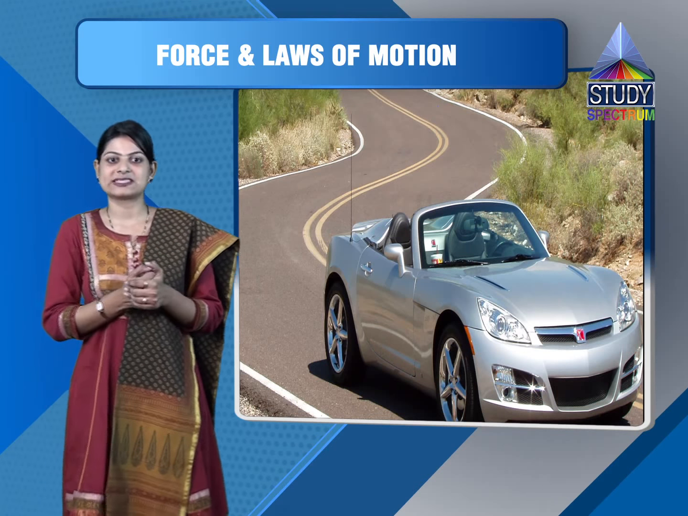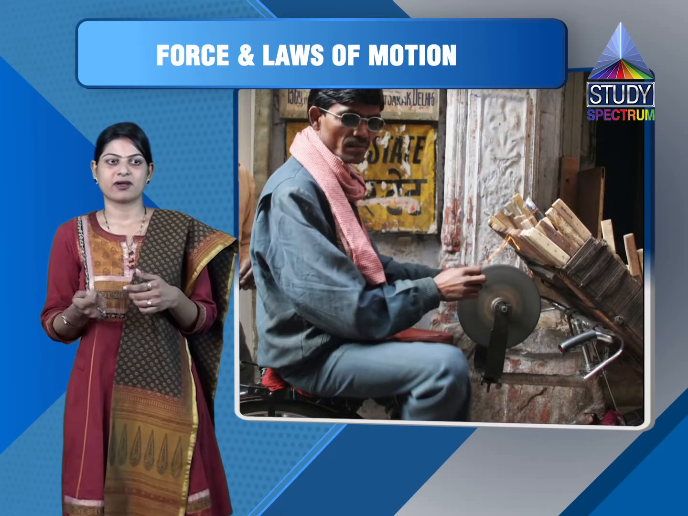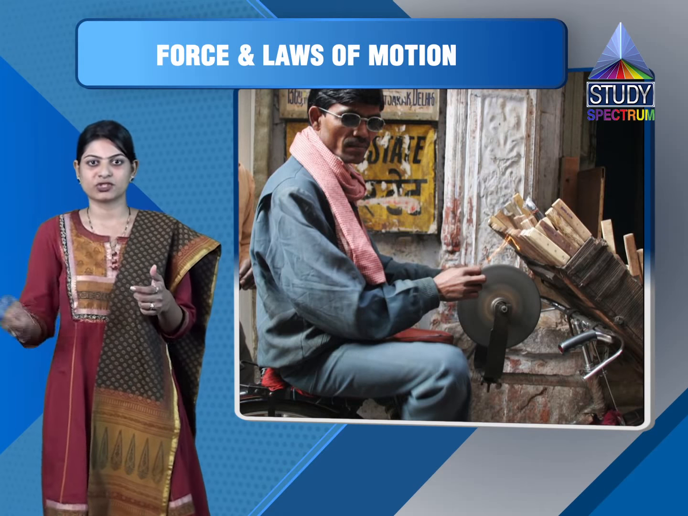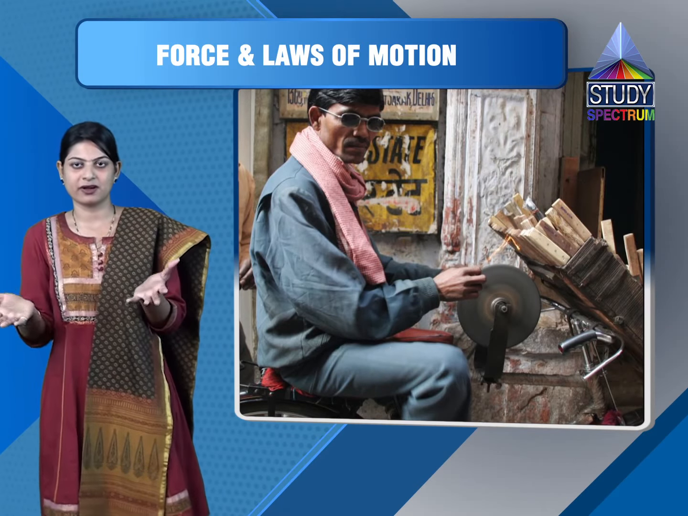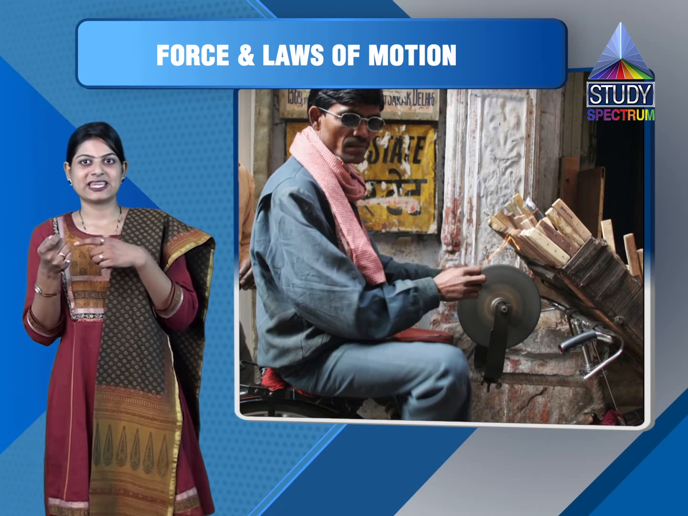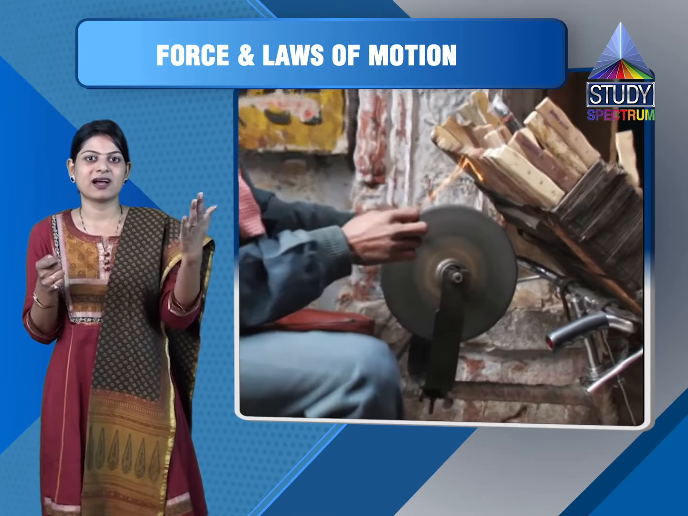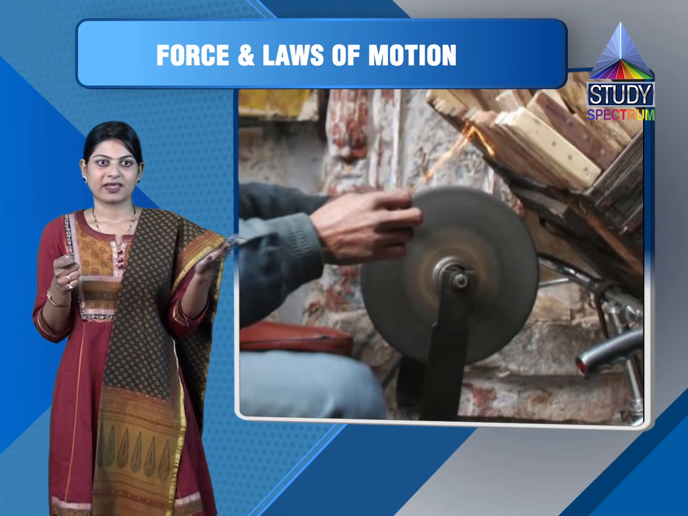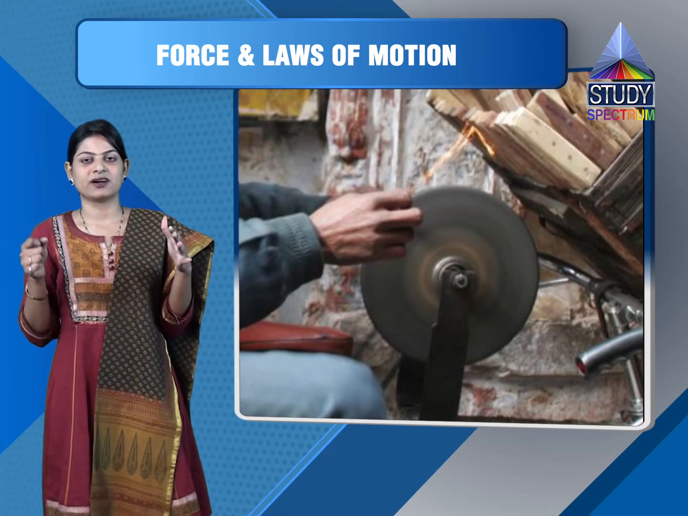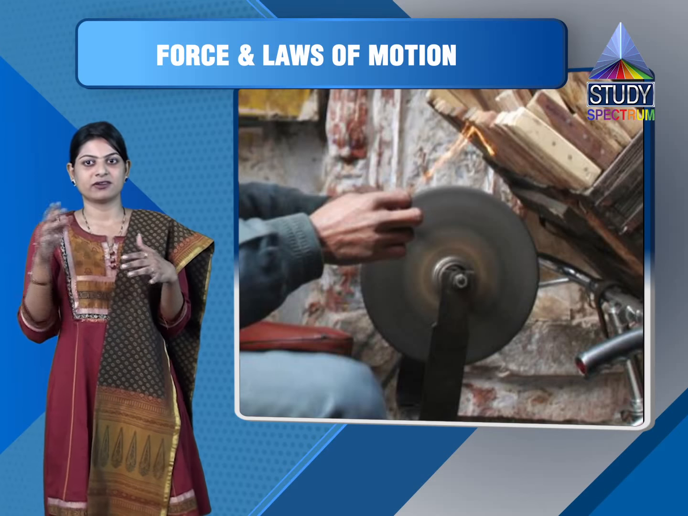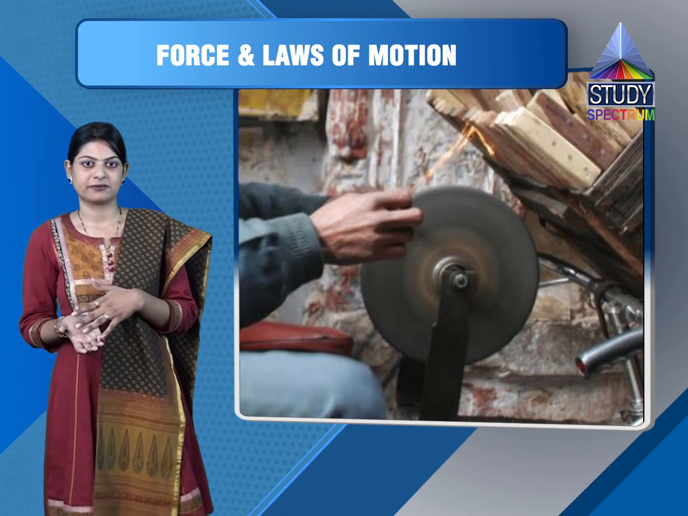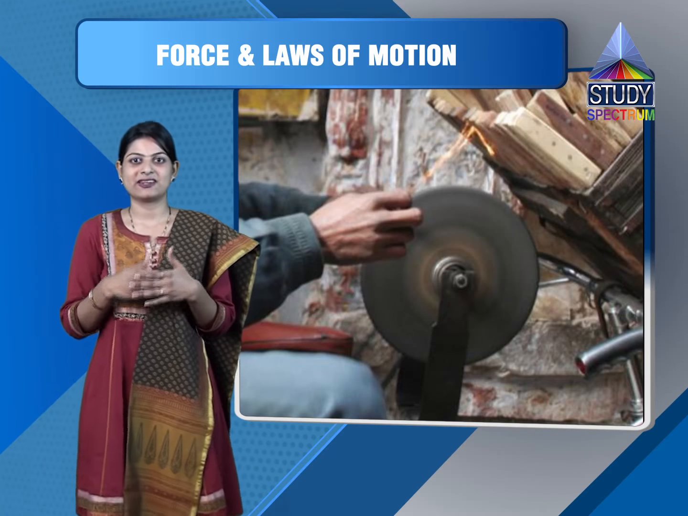Another example is the sharpening of a knife. Due to the circular motion of the wheel of the knife sharpener, we can see sparks coming out in a tangential way. That spark is due to the change in the direction due to the circular motion of the wheel. This is how we can explain inertia.